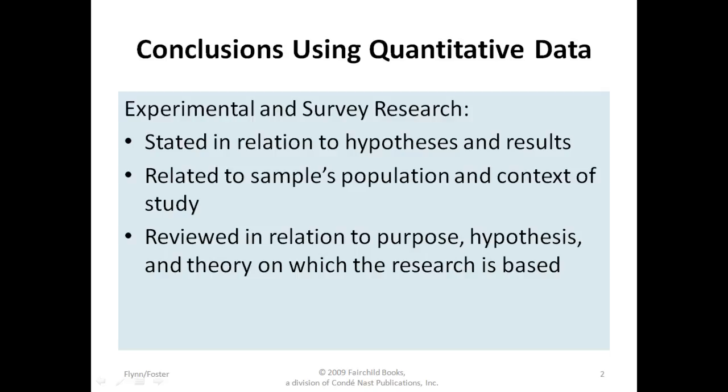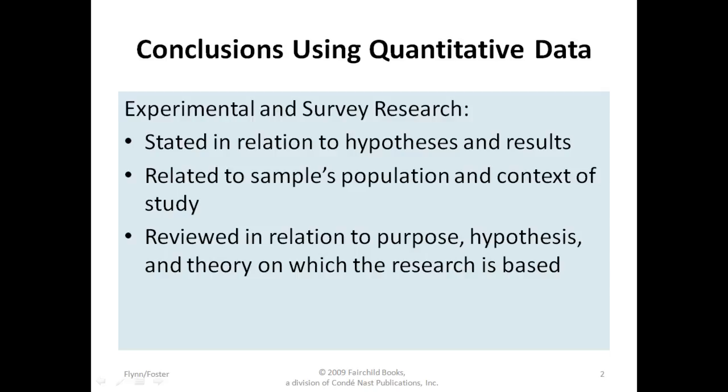And in the conclusions from your research, you relate it back to your population and the context of the study. So for example, yours would be, a survey was done using millennials that looked at blah, blah, blah. So there you're relating it back to the population and then bringing in the context of your study. And conclusions are reviewed in relation to the purpose, hypothesis, and the theory of your research.